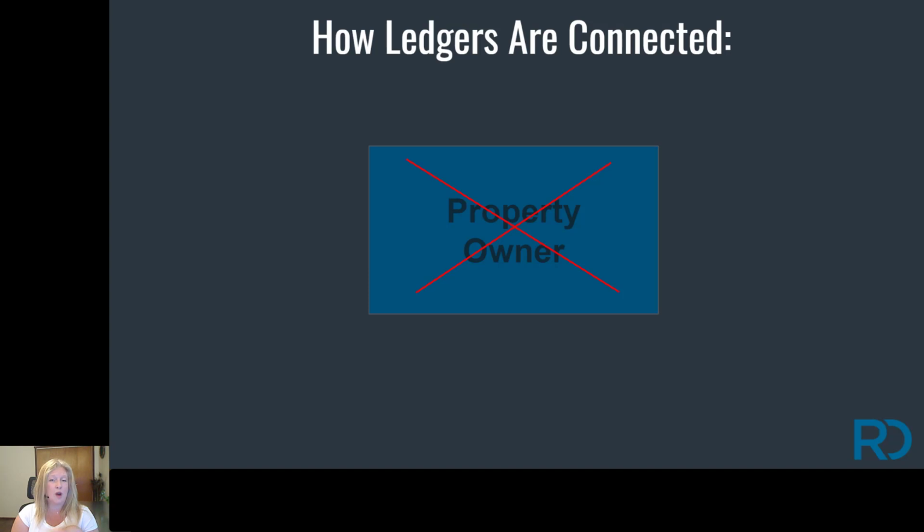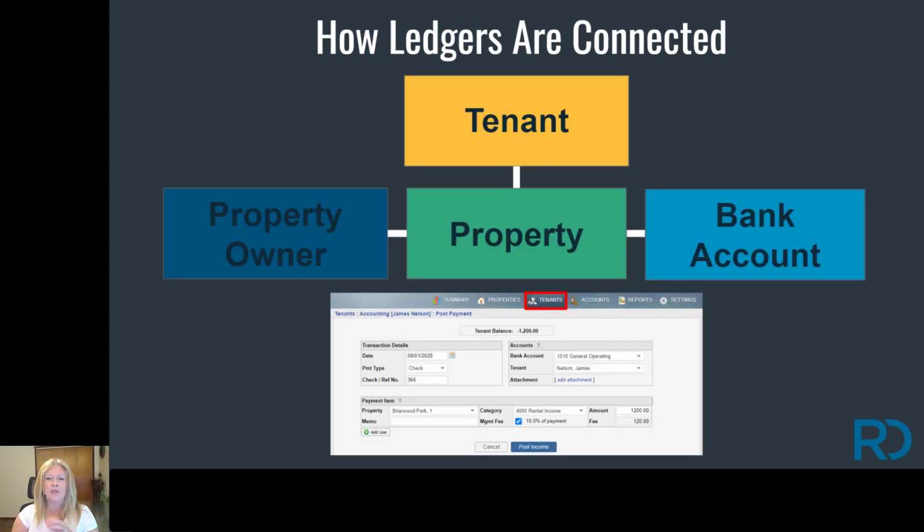If you are a property manager and you're working in the PM version, keep in mind that transactions for property owners will always be tied to at least a property. So there are no property owner only transactions. They're always going to be tied to at least a property. And beyond transactions isolated to a single ledger, most transactions, remember I mentioned, are going to be tied to multiple ledgers within your Rentec Direct account.